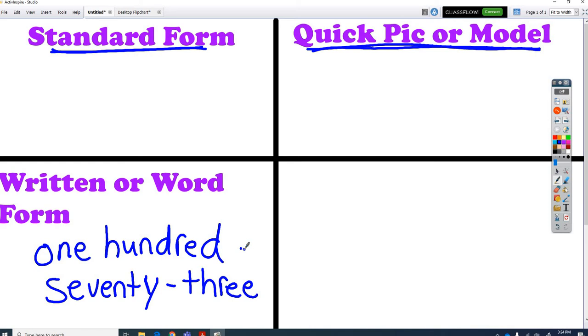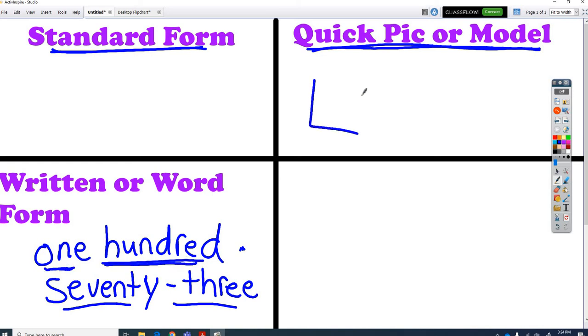Okay, let's see how you did. So what was this number that I wrote down here? What's that say? Very good. 173. So it says it has 100.